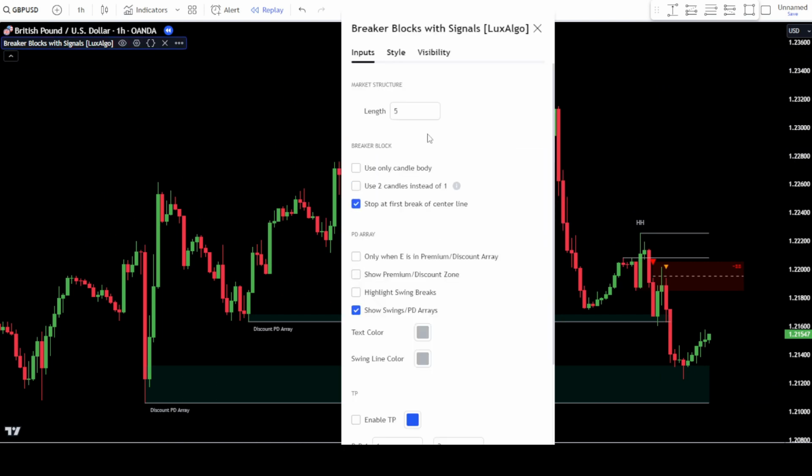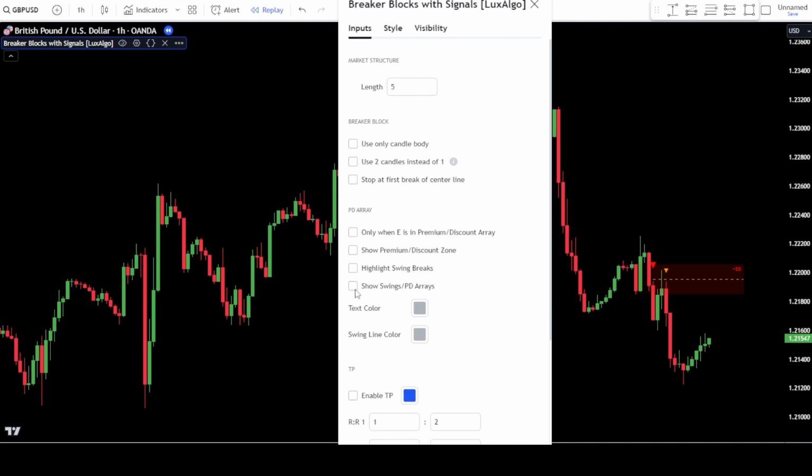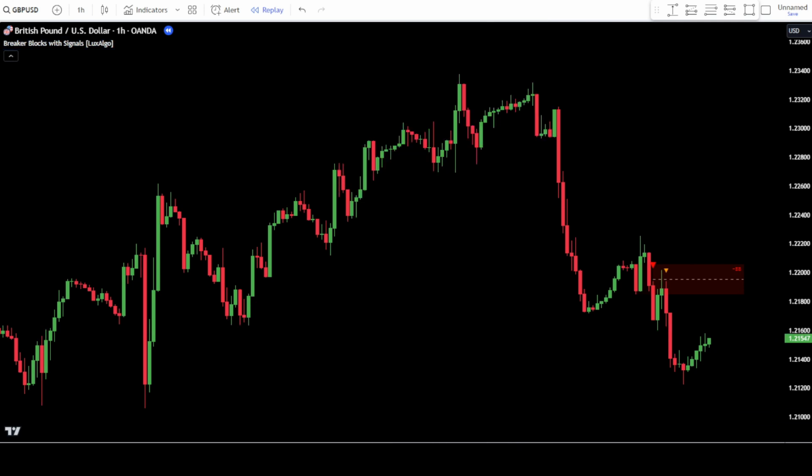Under the Input tab, deactivate the checkbox for stop at first break of center line. Also, deactivate the checkbox for show swings. Additionally, you can adjust the indicator colors according to your preference. Once you're done, click OK to confirm the changes.